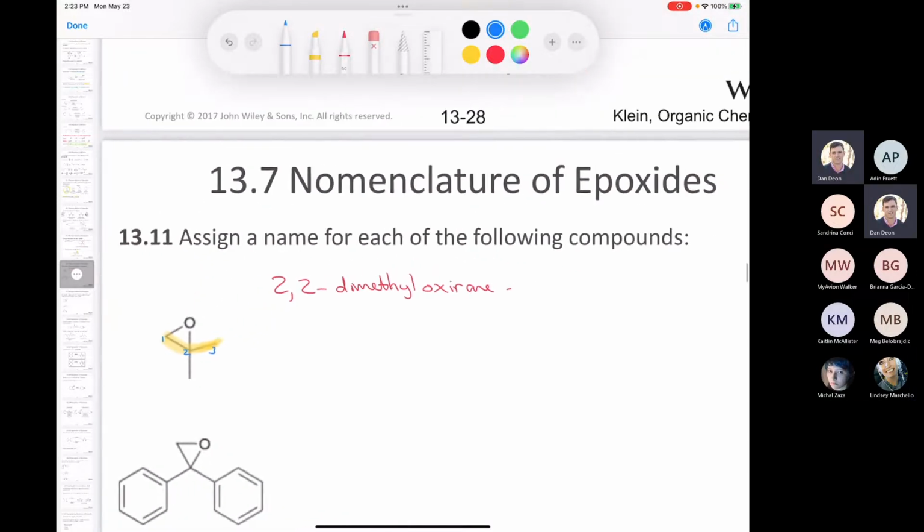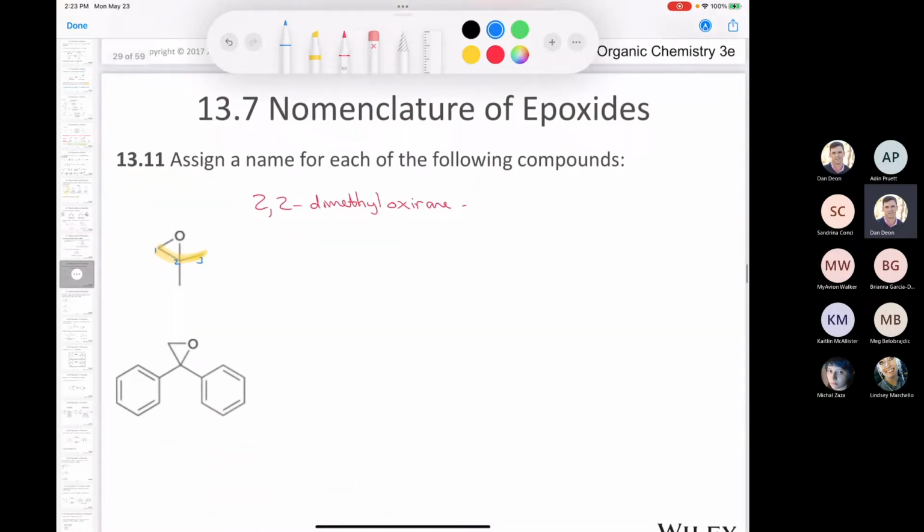So let's do it like that. So I have 2-methyl, 1,2 epoxy propane, like that. 2-methyl, 1,2 epoxy propane. All right. And remember that the epoxy is a side chain on the R group. So we always tack it on to the R group, to the parent chain.